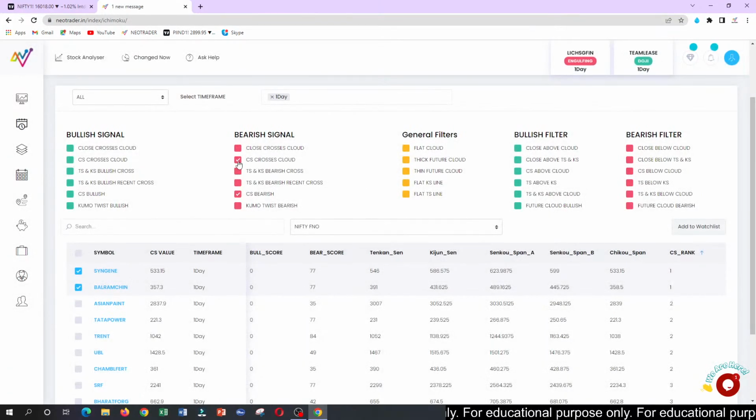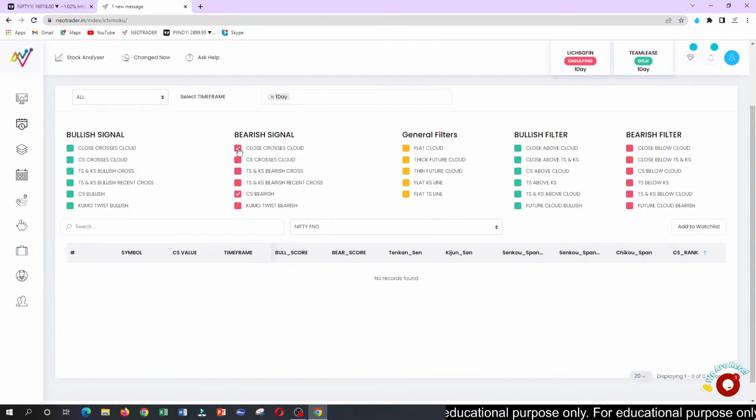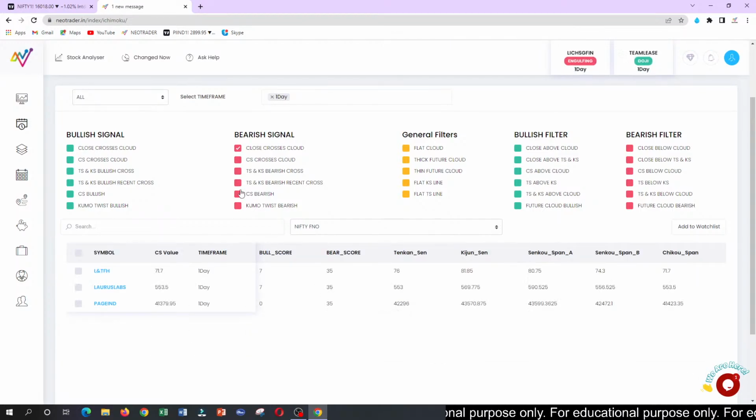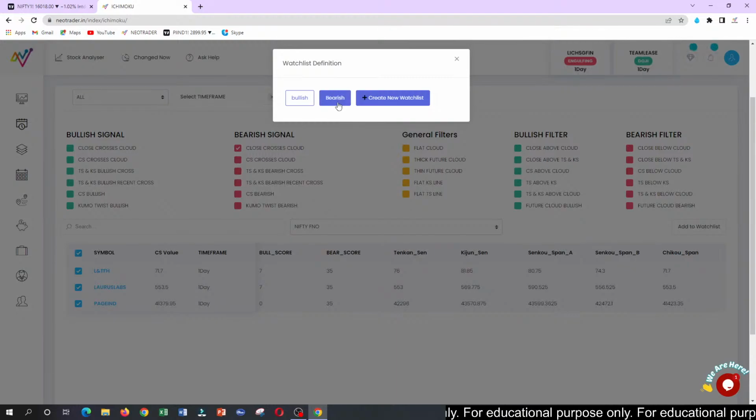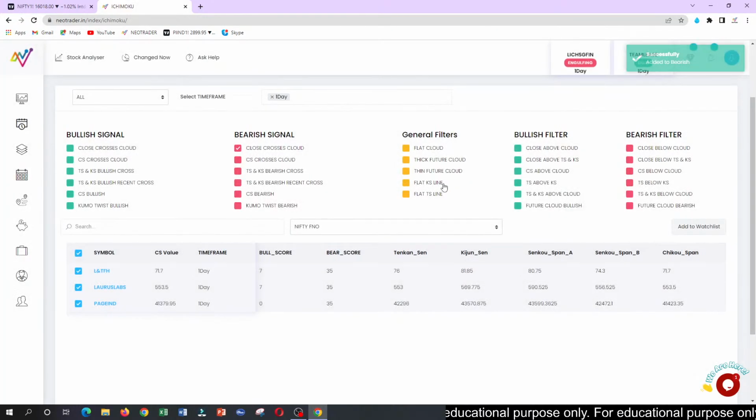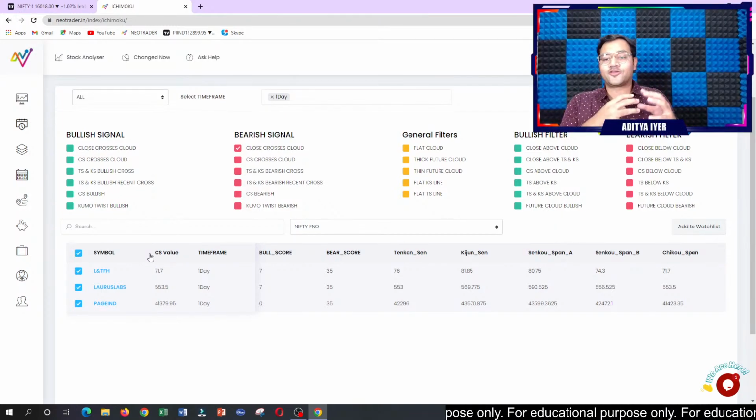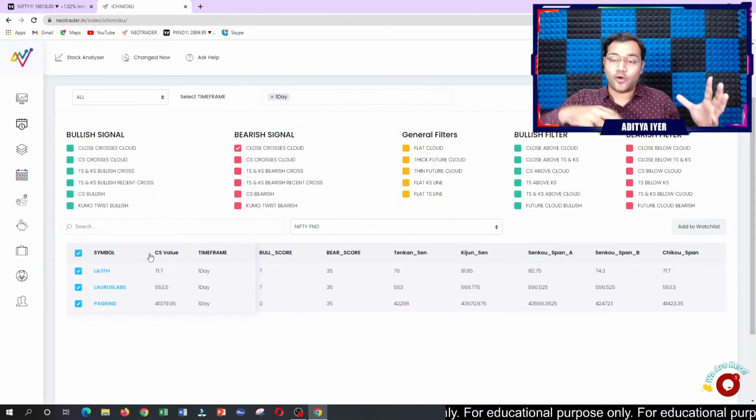Next, I also want to go and see the stocks where the closing is below the Ichimoku cloud. And I find that in L&T Finance, Laurus Labs, and Page Industries. So I'm going to take all of these 3 as well, and I'm going to add them to my bearish list. All right. So here I have added stocks on my bullish list and on my bearish list.